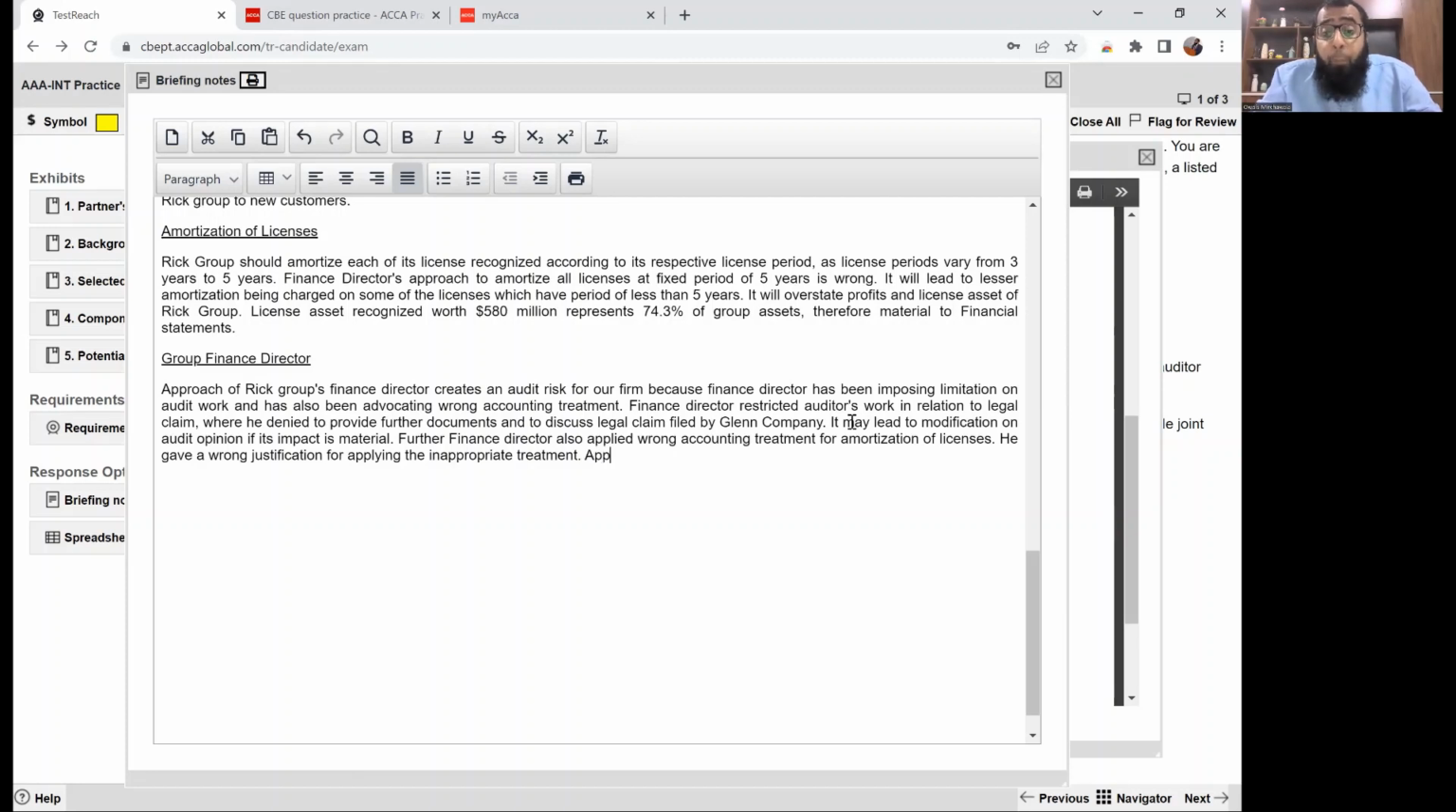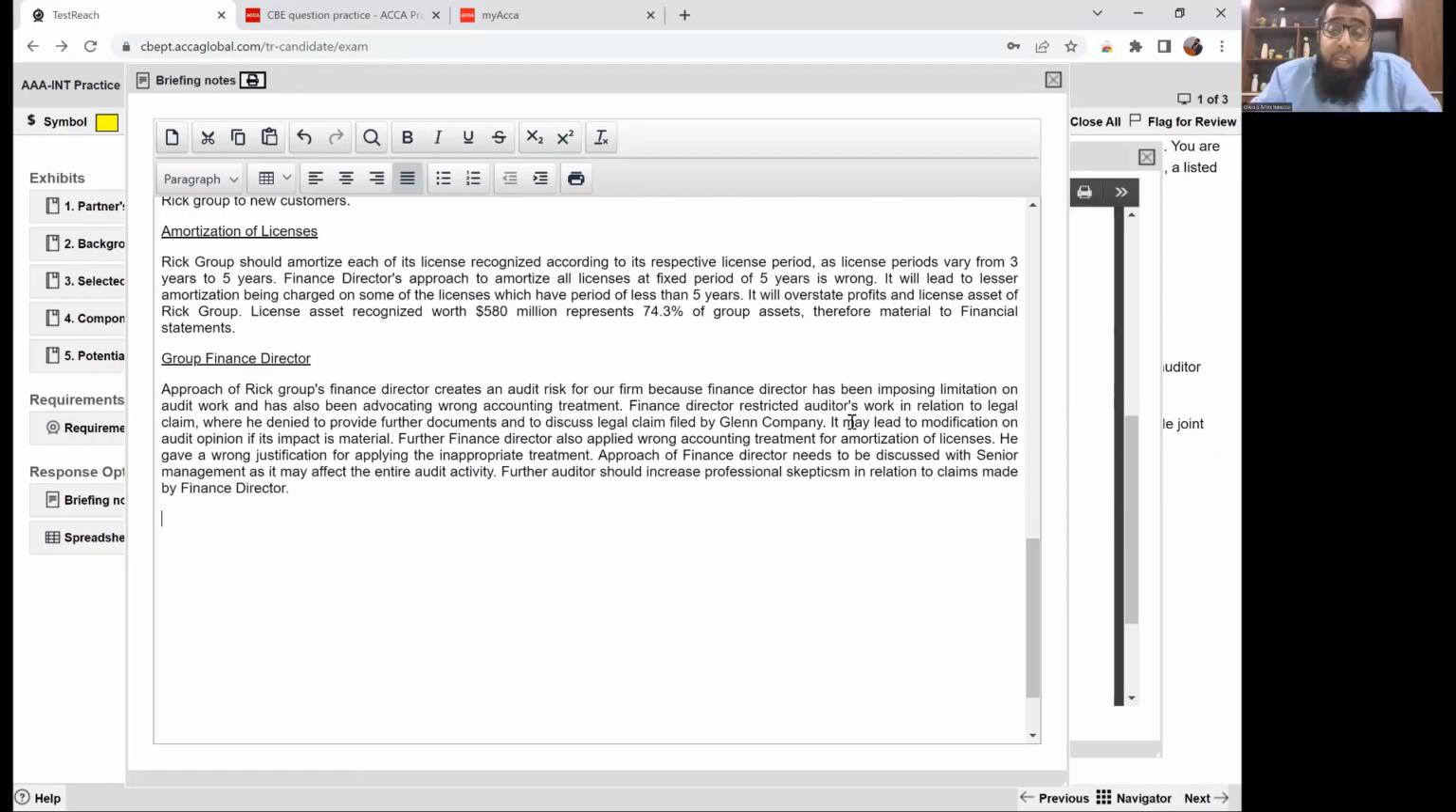The approach of the finance director needs to be discussed with senior management, as it may affect the entire audit activity. Further, the auditor should increase professional skepticism in relation to claims made by the finance director. In relation to the other claims made by the finance director, we should increase our skepticism level, which means we should question greater data.